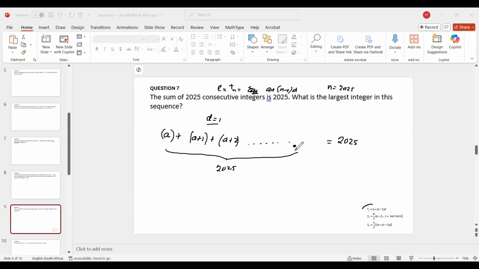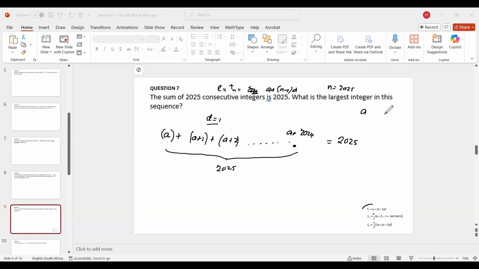The number of terms is 2025. It says here there are 2025 consecutive integers. So your N is 2025. So the last term is A plus, you have to subtract 1, it's 2024, times D, and D is 1. So 1 times 2024. So this is the last term. Okay, so when you add up all these things, you're going to get 2025.